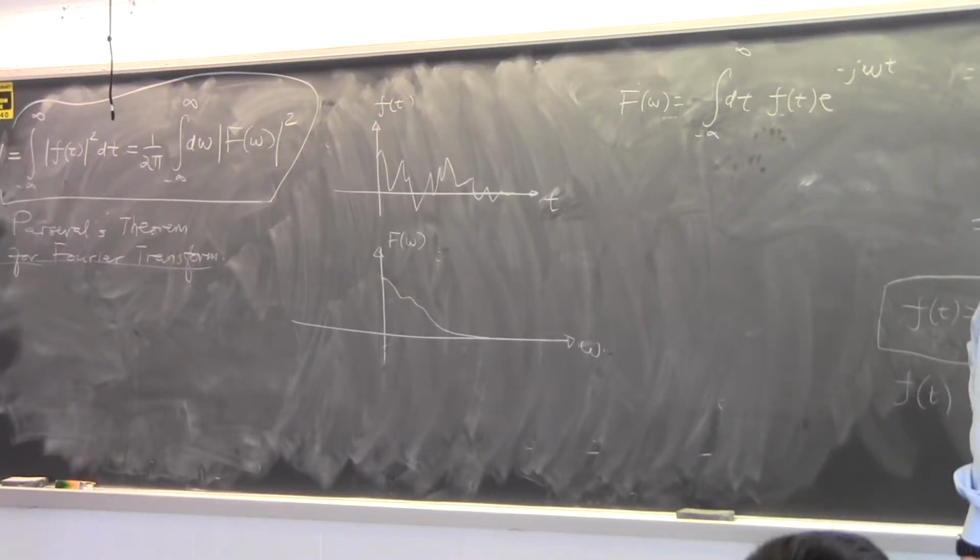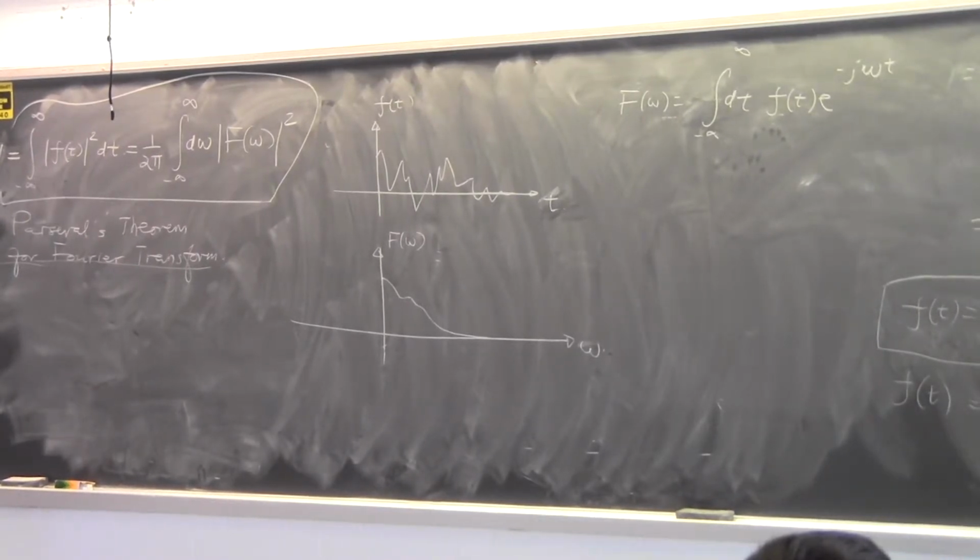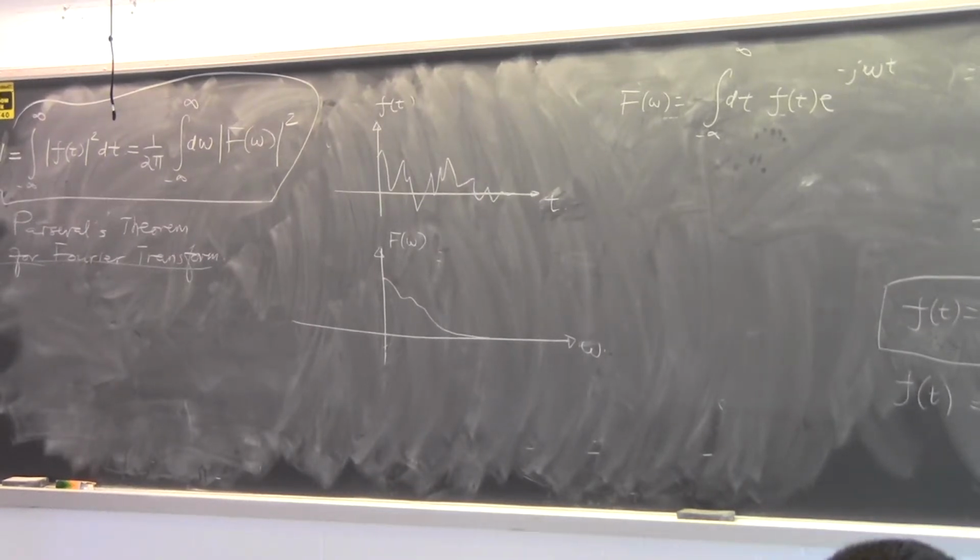But on the right-hand side, what happens? All these are real numbers. Omega is an integration on the real axis, so this remains unchanged. But if this is a complex number, if I take its conjugation, it becomes this thing. And then if I take the conjugation of this, I get this thing. So f of t must be equal to that.